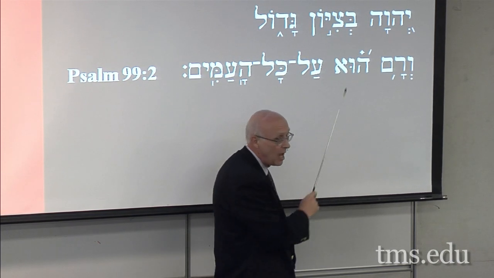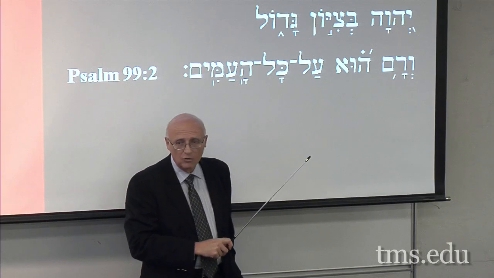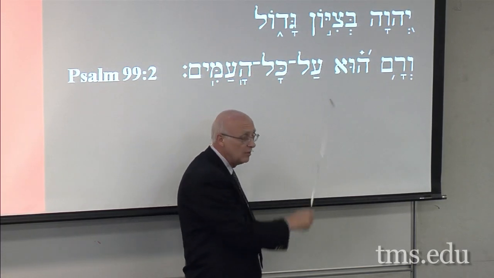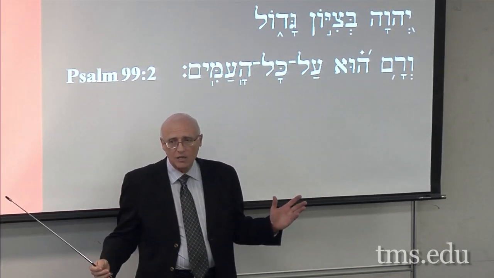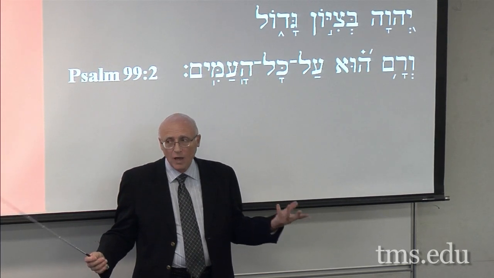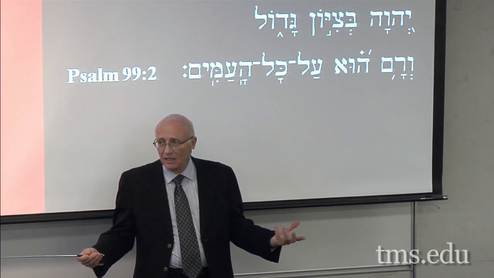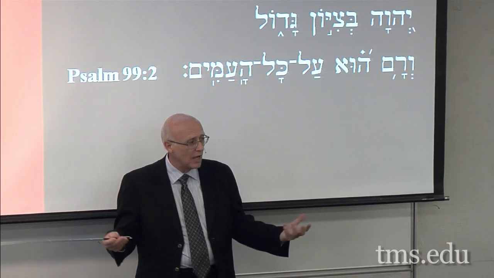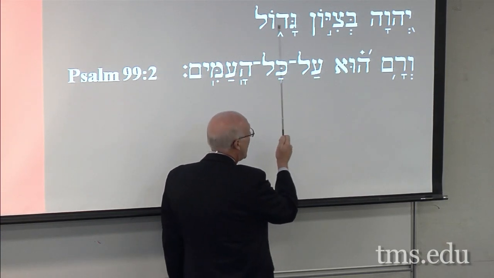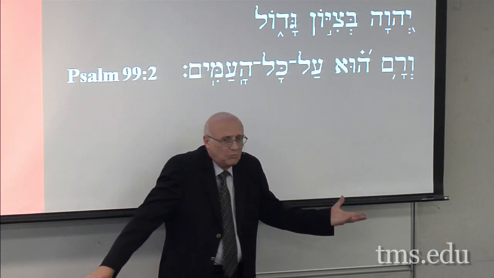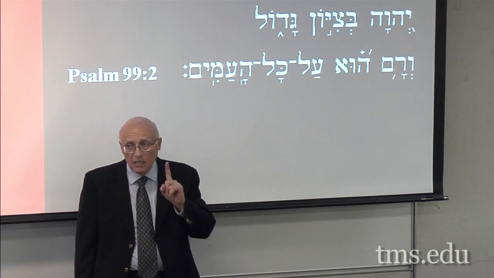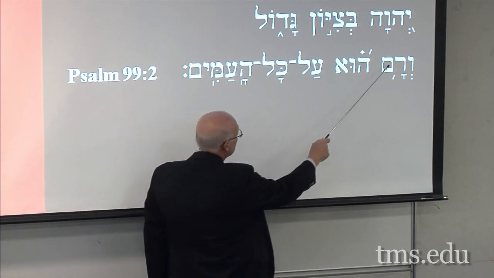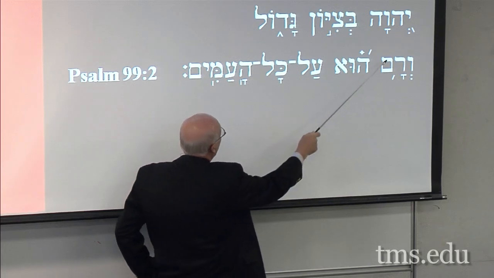So you have to supply the copula, have to supply the is in translation. It's here in the construction, so you don't italicize copulas because you have to have it to give the proper meaning. You can't give the proper meaning without it. You can't just say Yahweh and Zion great. Doesn't mean anything. You have to say is great. And he is exalted.